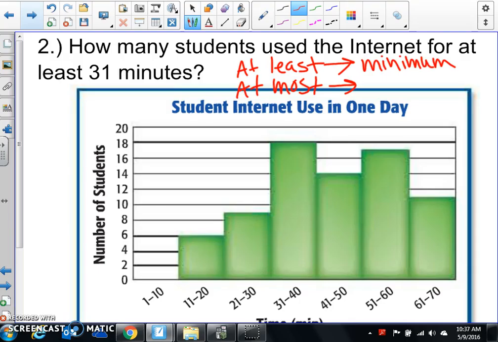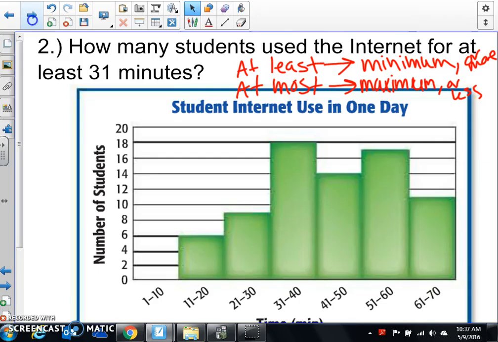Right? So it's got to be that or more. So it's "or more." At most means it's the maximum amount, so "or less." So if we read this again, how many students use the internet for at least 31 minutes?